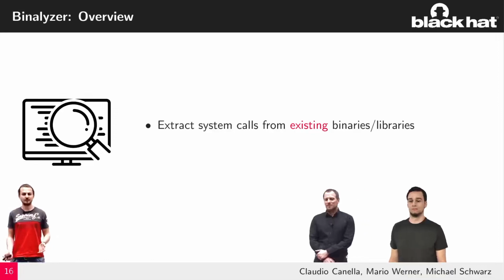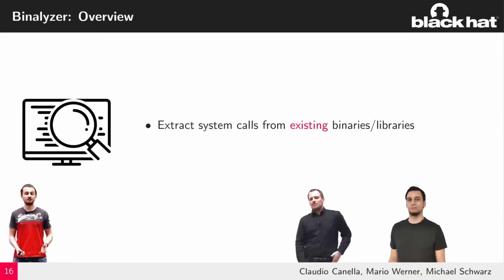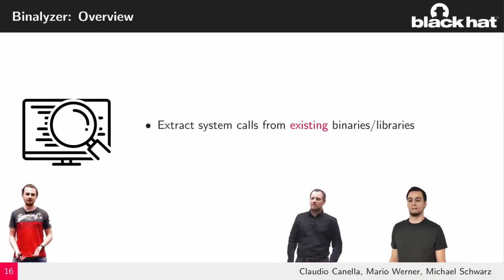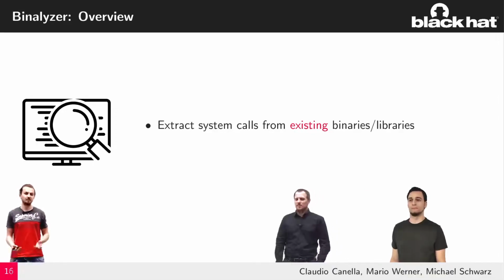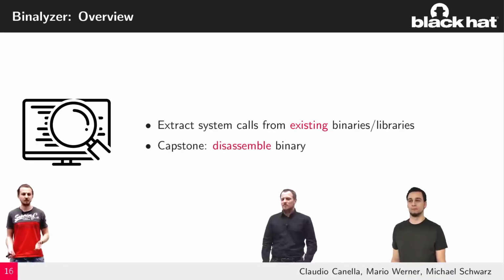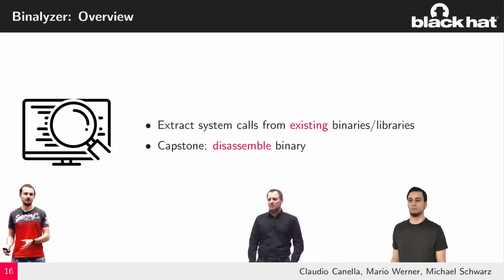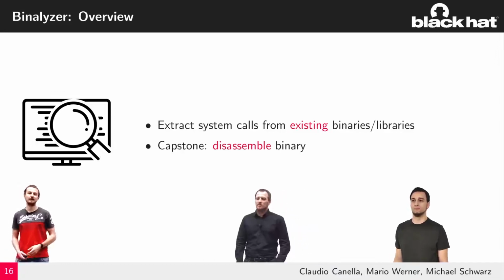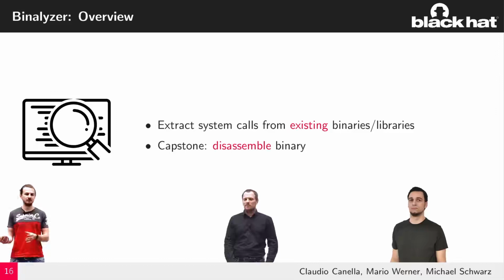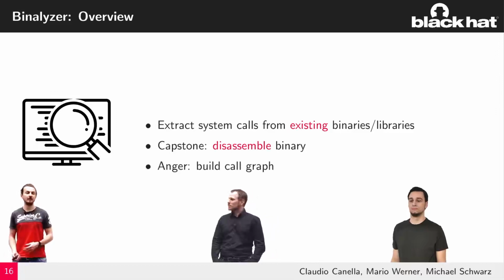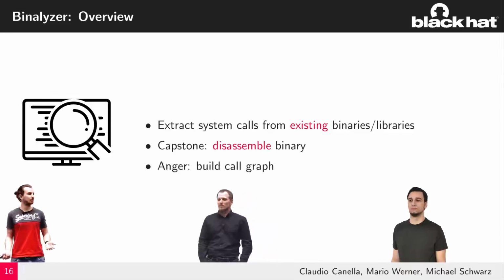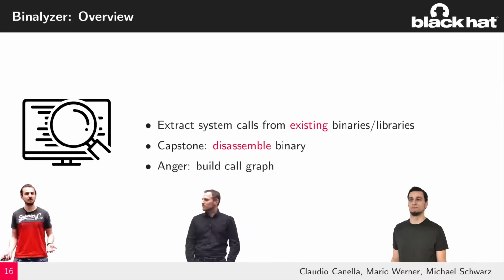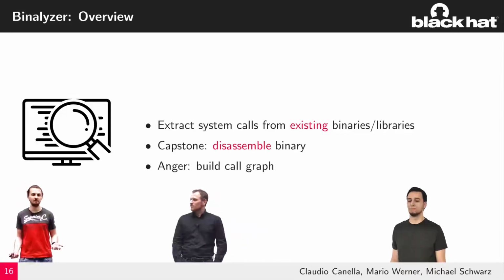So we have this binanalyzer. It extracts the system calls from existing binaries or libraries. And for that, it simply uses the Capstone framework. So it disassembles the binary so that we get all the assembly instructions, and we can find the system calls there. And then we use the angr tool to build a call graph again and extract the system calls that are actually needed for the binary.